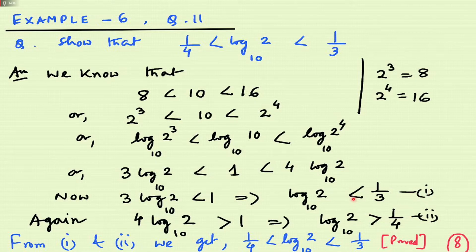Now just combining 1 and 2, you will have 1 by 4 is less than log 2 base 10, since log 2 base 10 is greater than 1 by 4. So I am writing this in this form: 1 by 4 is less than log 2 base 10, and here log 2 base 10 is less than 1 by 3, and this is your proved relation. You have to prove this, and we are proving this in this form.